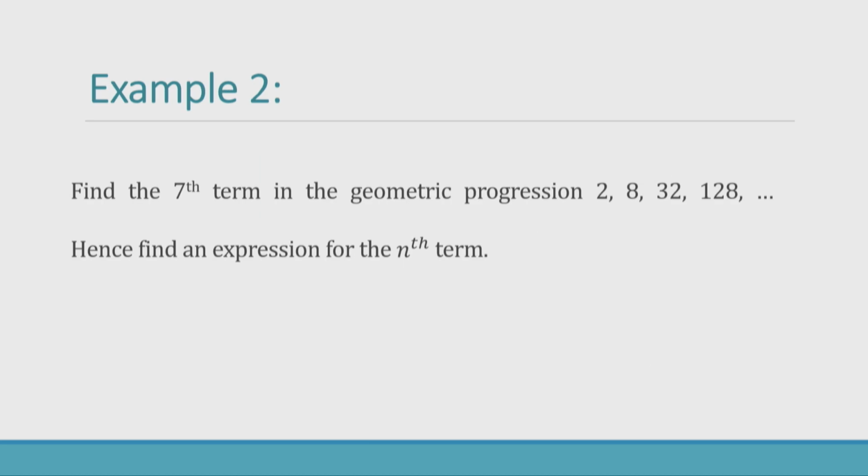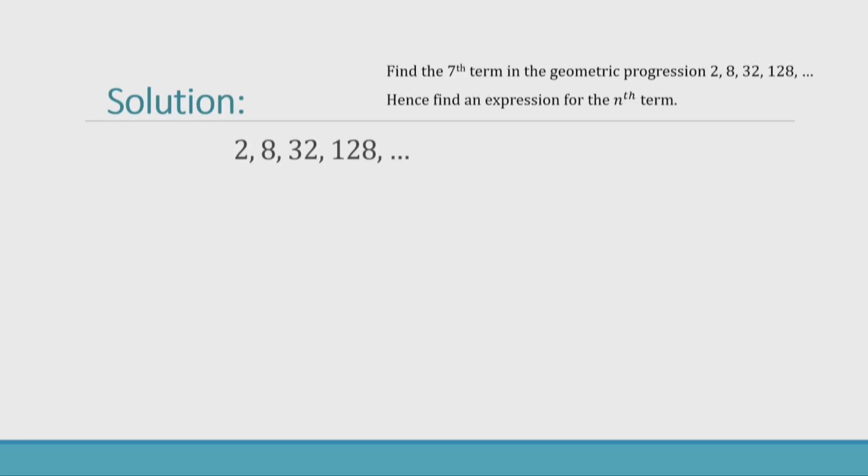We now move on to the second example. Find the seventh term in the geometric progression 2, 8, 32, 128, and so on. Hence, find an expression for the nth term. So here we have 2, 8, 32, 128. What will be our first term? And what will be the value of R? So A will be 2, R will be 4. 8 divided by 2, which is 4.